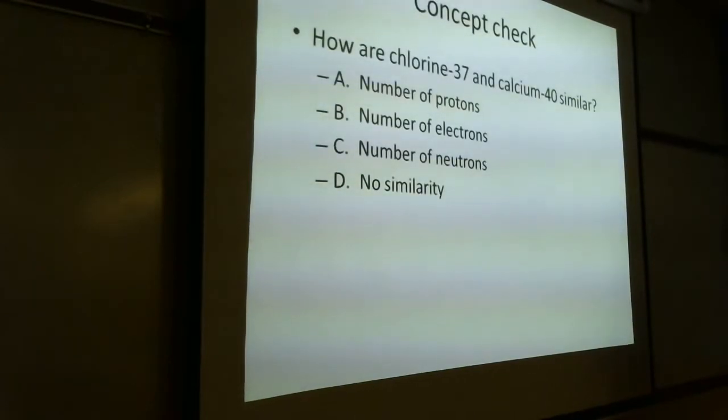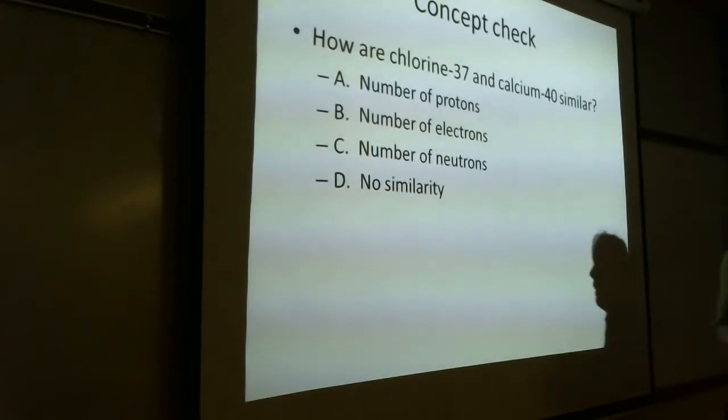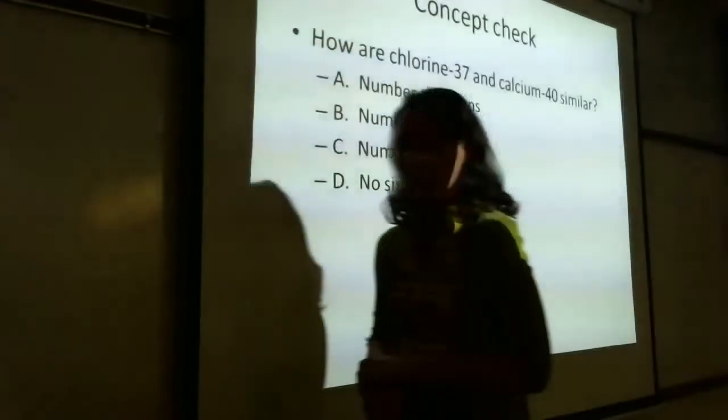So just take a second, think about this. Let's pretend it's a multiple choice question on an exam. How are chlorine-37 and calcium-40 similar? Are they similar in the number of protons? Are they similar in the number of electrons? Are they similar in the number of neutrons? Or is there no similarity? I'll give you 15 seconds to think about this. Consult your periodic table. And then we'll go over the answer.